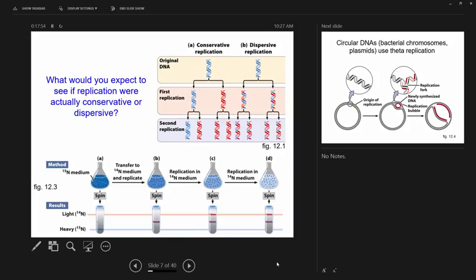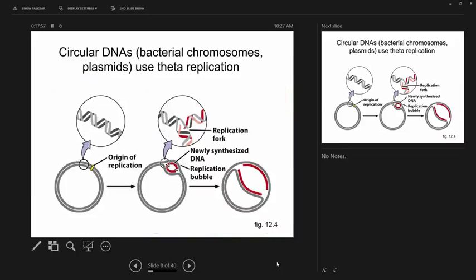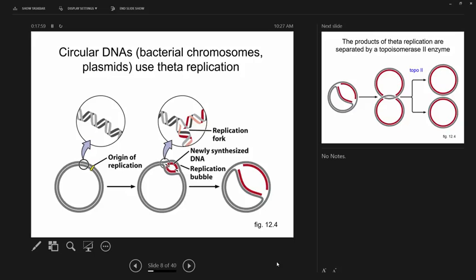All right, so let's talk now about the mechanisms of replication. We're going to talk first about circular DNA.